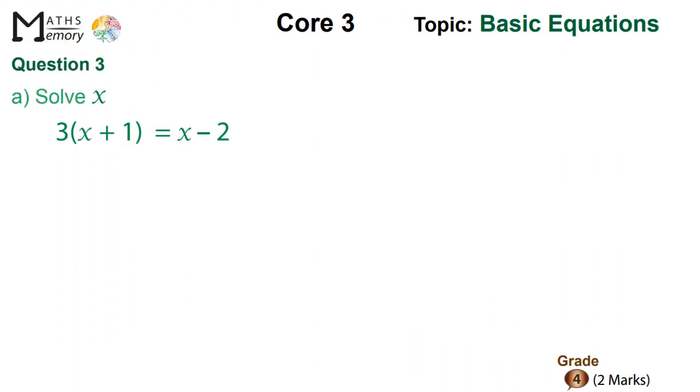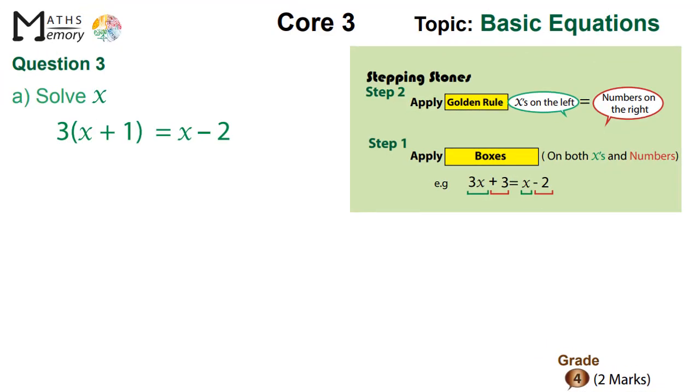Question 3a. Let's press pause, write this core 3 question down, and we're going to be mixing a few ideas we've come across before. Press play when you have completed this. So let's try to solve this in the best way we can and look for any kind of questions we previously have done on this maths memory video. So we see a bracket on the left hand side. Let's put times over here. 3 times x, 3 times 1. Always do brackets first. So we get 3x plus 3 equals x minus 2.